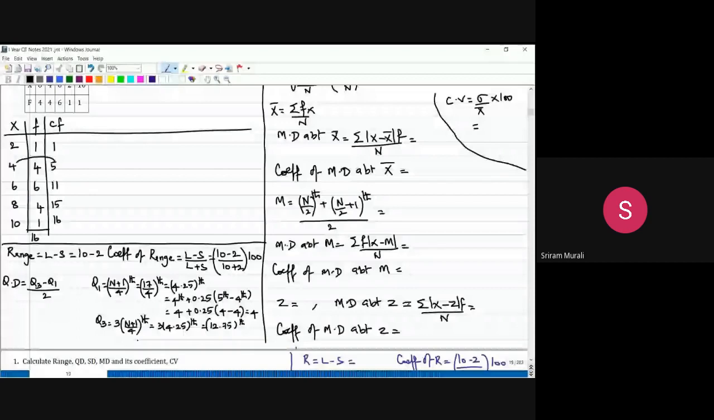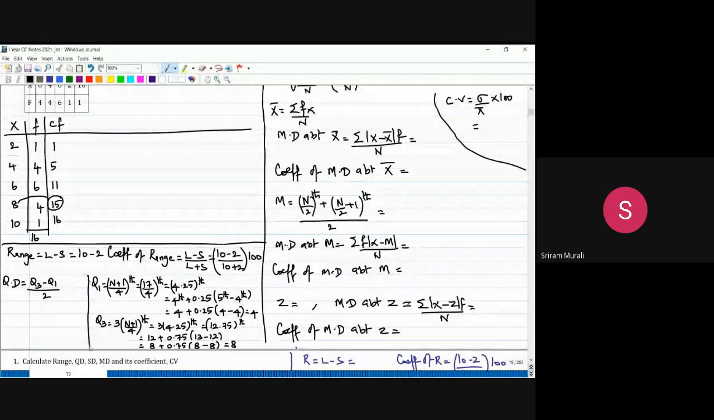So this is the 12th observation plus 0.75 into 13 minus 12. So what is the 12th observation in CF? This 15 is acting as 12, because after 11 only you will get 12. So this 15 is acting as 12, whose respective x is 8, plus 0.75 into 13 is also acting in the place of 15. Therefore, this is 8 minus 8, so this is equal to 8. So we found what is QD.